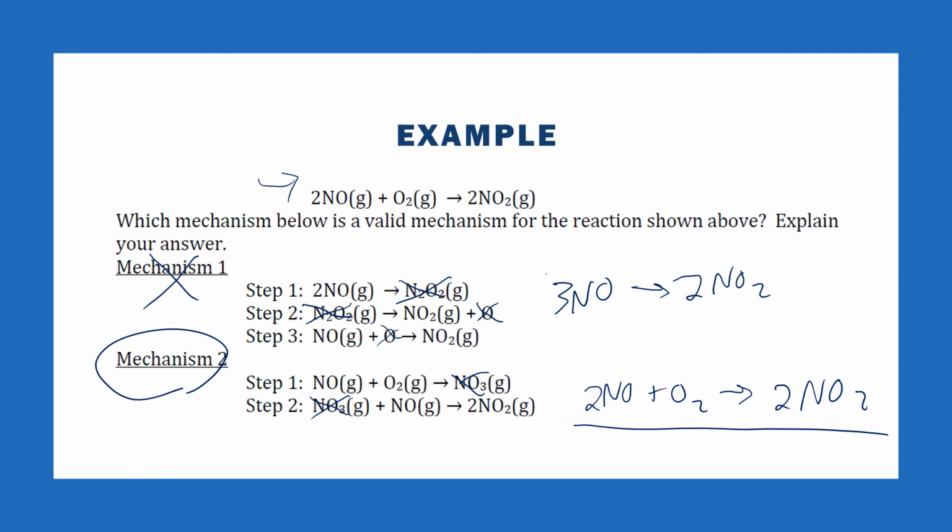If you were to put this in a free response answer in that claim, evidence, reasoning format, your claim is that mechanism 2 is the valid mechanism. Your evidence would be showing the correct overall reaction when you add them up. And then the reasoning would be that the overall reaction for mechanism 2 adds up to the same balanced chemical reaction that they were asking for.